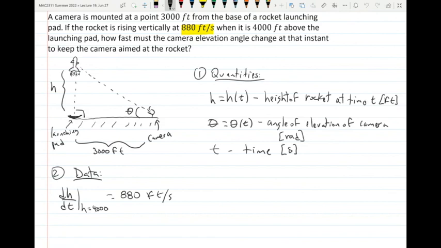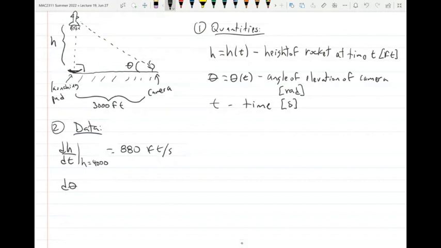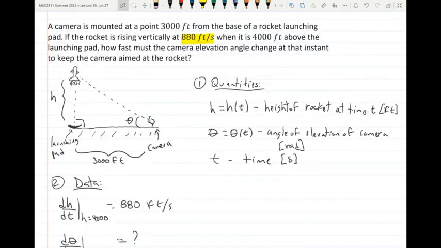Okay, and then the question comes. What's the question? What do we need to find? How fast must the camera's angle of elevation change? In other words, what's the rate of change of theta? In other words, what's dθ/dt? Right? The speed of the camera, like how fast is the camera moving to keep up with the rocket? So we want to know what dθ/dt is at this moment, when the height is 4,000. This is the question. Do you understand this?